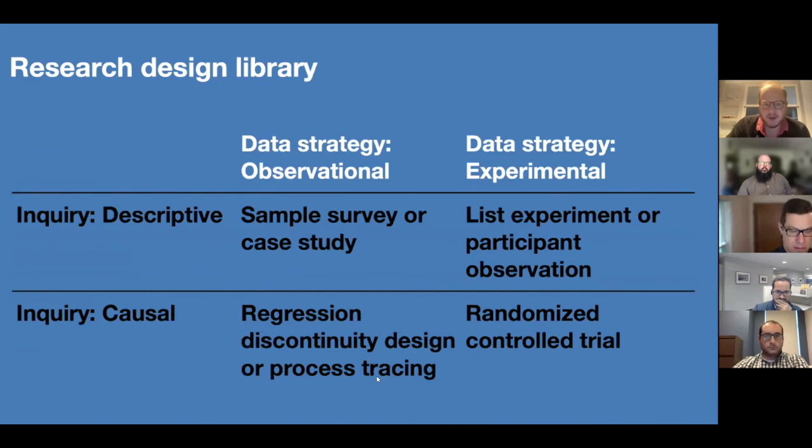We have in our book a set of research designs from 4 different types of research, defined depending on the kind of inquiry you have and the kind of data strategy you have. So descriptive inquiries that are observational, so things like sample surveys and case studies, experiments that are targeting descriptive inquiries, like list experiments, experiments that are targeting causal inquiries, like the two-arm trials that we've looked at today, and also observational strategies that are targeting causal inquiries, like difference in differences and process tracing.